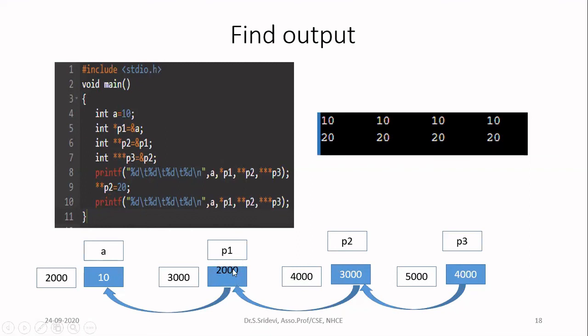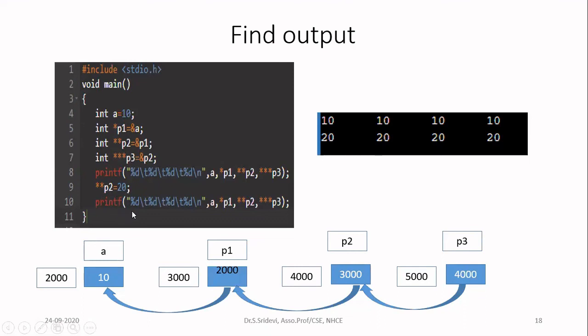But you have written **p2. So again, take this 2000 and go to that address. Here we have 10. Now there you have to change the value to 20. So after line number 9 is executed, in variable a you will have 20 instead of 10, because we have changed the value by means of **p2.